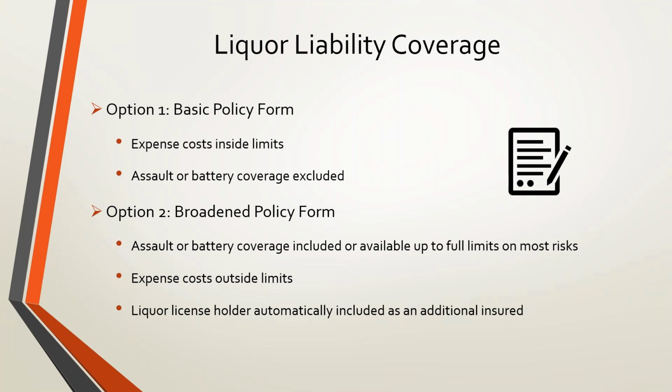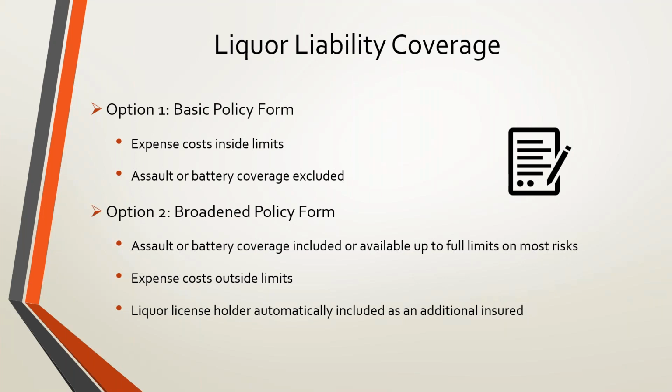And as I mentioned earlier during the presentation, expense costs can be high, so that's definitely one thing that pretty much everyone wants. Assault and battery is included under this option, and liquor license holders are automatically included as additional insured. The basic policy form is the exact opposite of the broadened policy form, meaning expense costs might be inside the limits. Assault and battery will not be included.